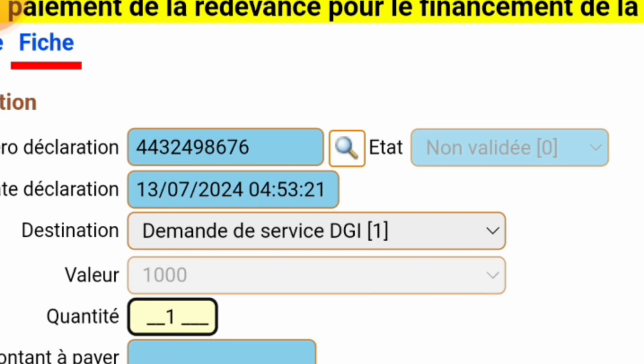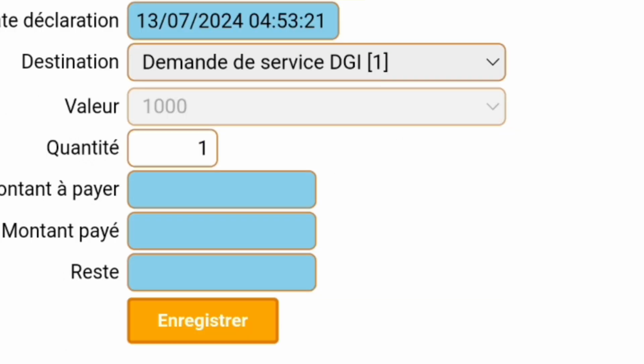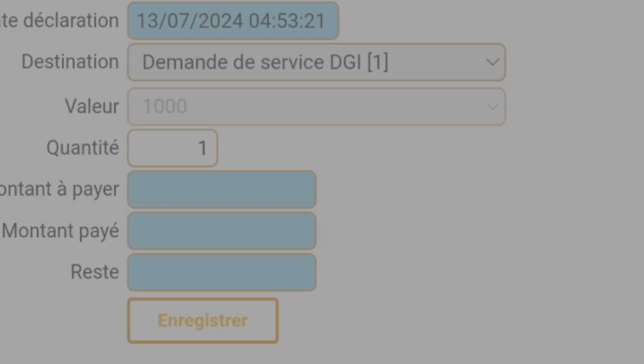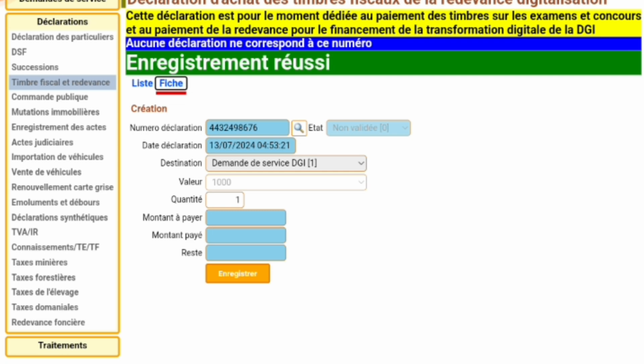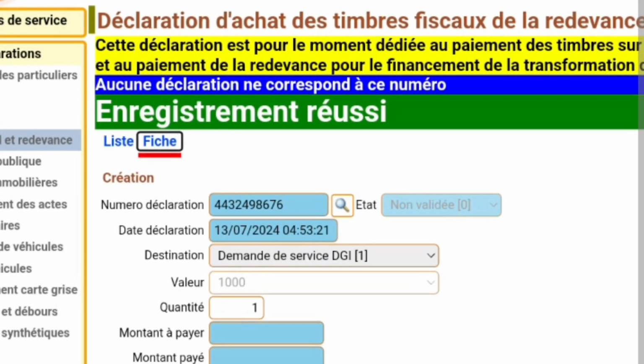So you type in 1 and you click on save. Now they ask you, êtes-vous sûr de vouloir enregistrer? You take yes. So now you will see a message, a green band, enregistrement réussi. So it means that your registration has been accepted. It means that you have succeeded already in registering this request.